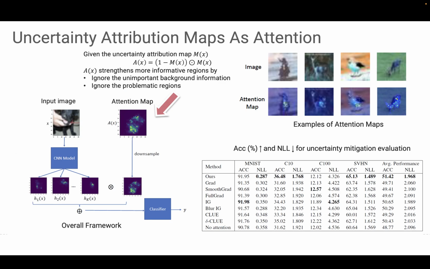Finally, we also consider an uncertainty mitigation strategy that uses uncertainty attribution maps as attention. The idea is that given the uncertainty attribution map M_X, we can design attention maps to strengthen more informative regions by ignoring the unimportant background information and ignoring the problematic regions. Once we have the attention maps, we can use them to weight the latent features of the original image. And finally, the weighted features can be used by a classifier to gain better prediction.